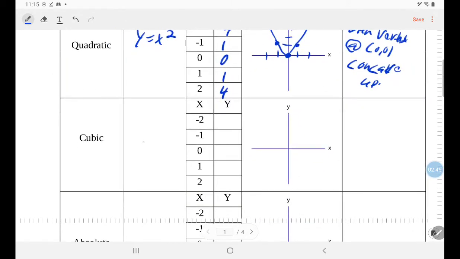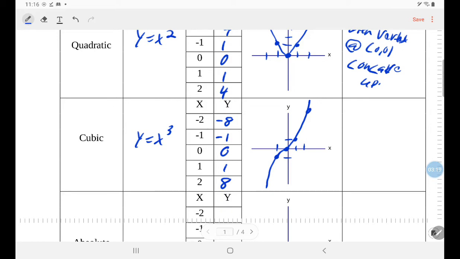Cubic. So that would be the equation y equals x cubed. So filling in the points, negative 2 cubed is negative 8. Negative 1 cubed is negative 1. 0 cubed, 1 cubed, 2 cubed. So it looks something like this. 0, 0, 1, 1, 2, 8. So it rises as you go right, falls as you go left.